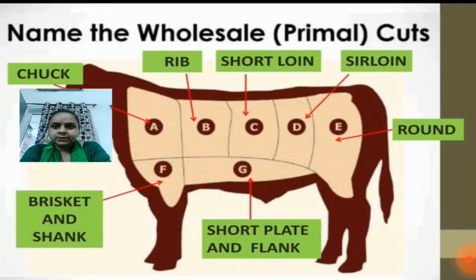Today in this session, we will discuss the cuts of beef. The first is primary cuts, which are shown in these images. The primary cuts are chuck, rib, short loin, sirloin, round, short plate, flank, breast and shank. These indications show on which parts of the beef we find the different types of cuts.